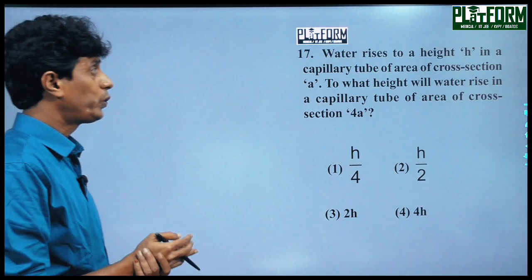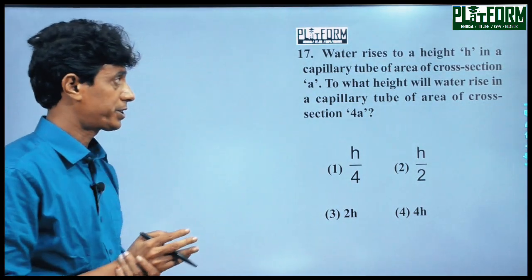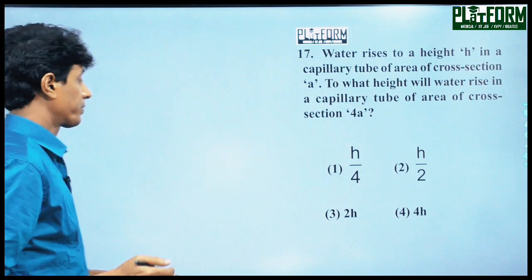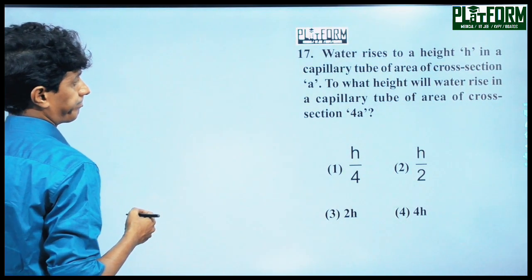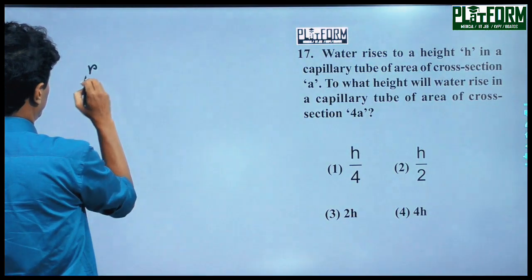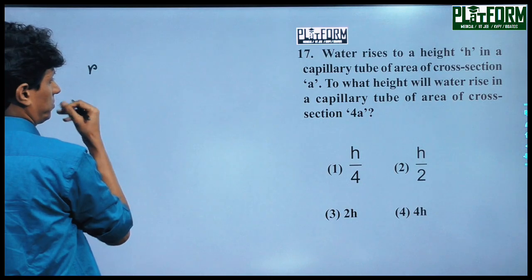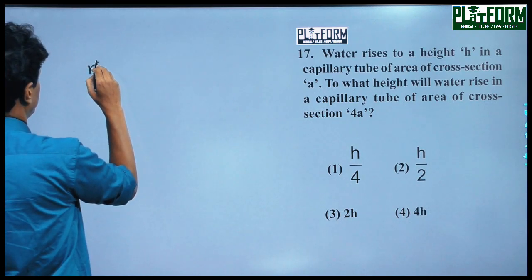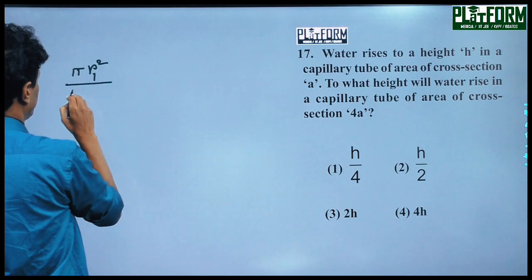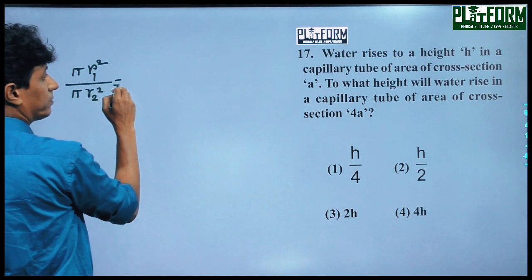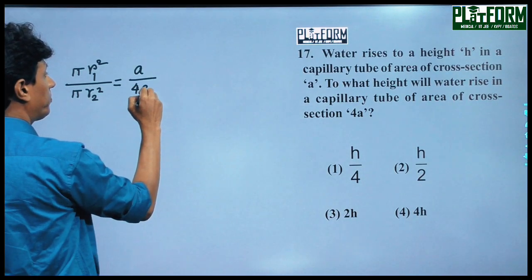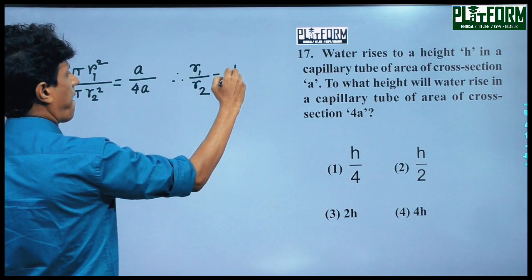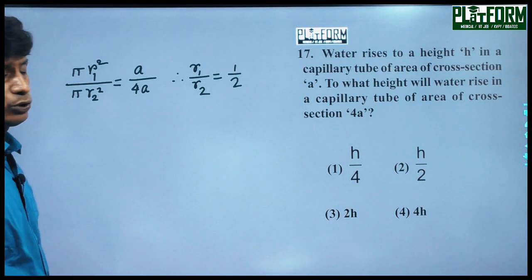Water rises to a height h in a capillary tube of area of cross section A. To what height will water rise in a capillary tube of area of cross section 4A? The ratio is actually A by 4A, so the ratio of radius is half.